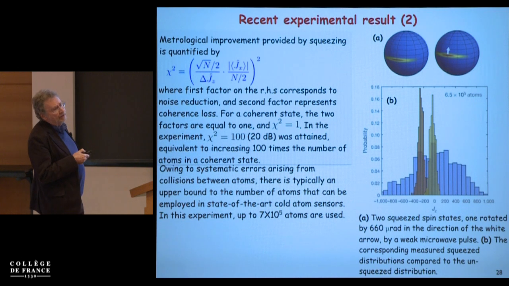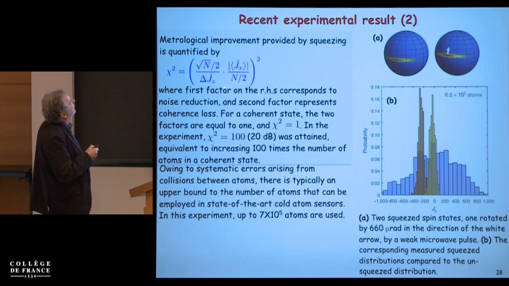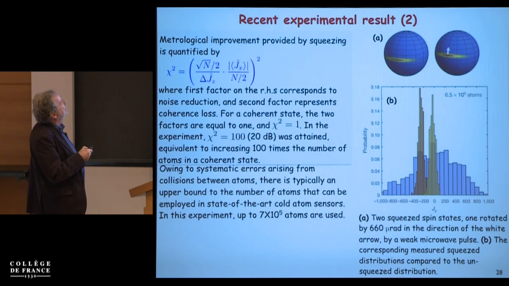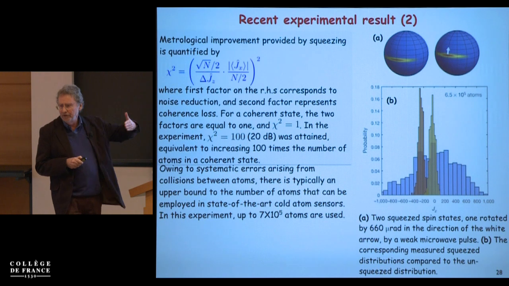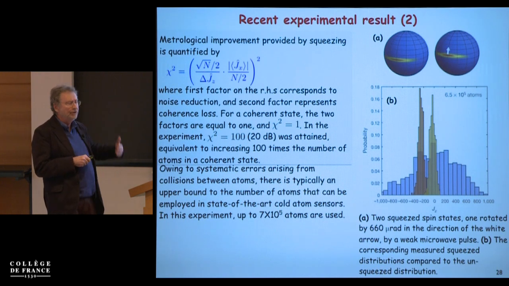The figure of merit they use to quantify the metrological improvement is this one. You see, this is a product of two factors. The first one corresponds to noise reduction. You are comparing the standard deviation, in this case, with the standard deviation for a coherent state. And the second factor represents coherence loss. That means the length of Jx is not as big as the one for a coherent state. It can be reduced because of loss of coherence.